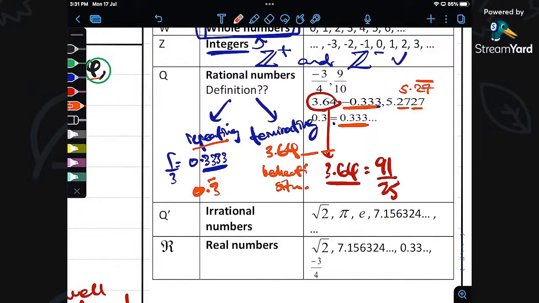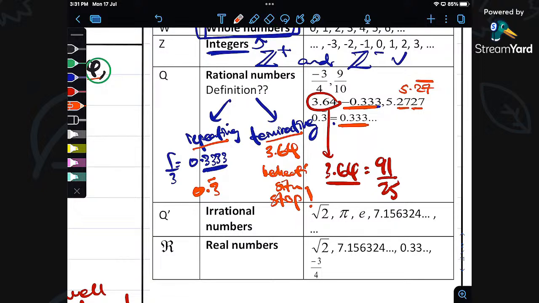Dia tidak ada sambungan untuk repeating 64, 64, 64. No, nothing about that. Or 444, nothing. It is just stop there. That's why it is called terminate. Terminate means you stop there. Berhenti situ. Stop right there.